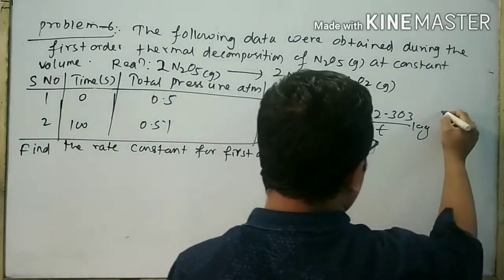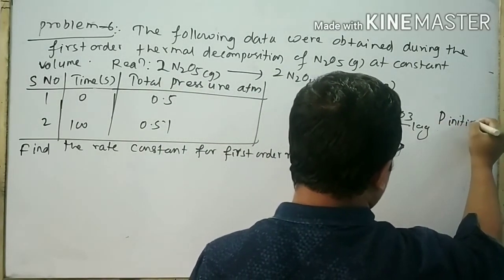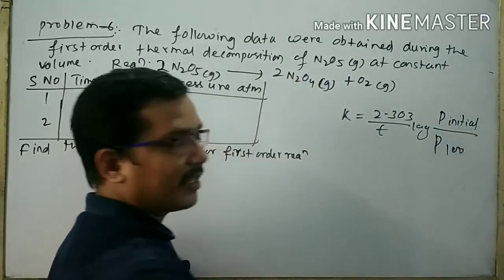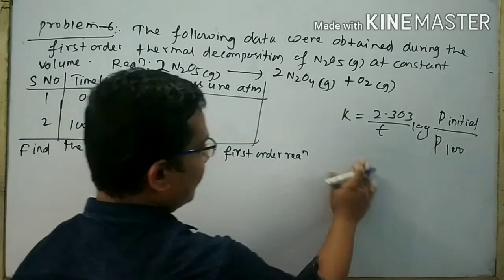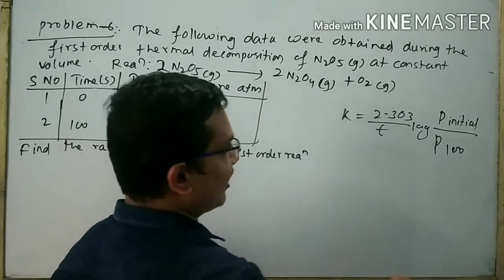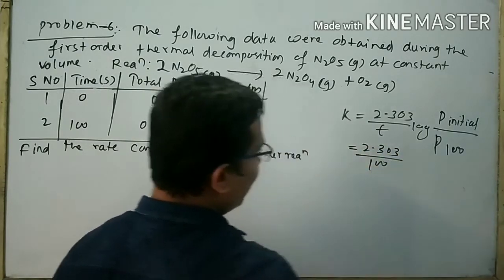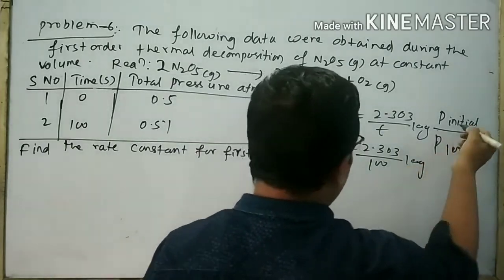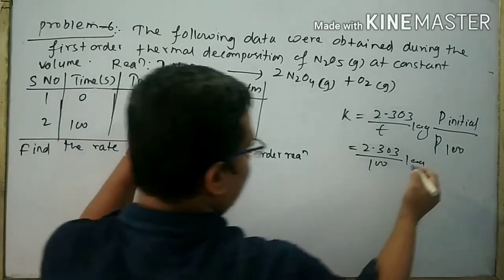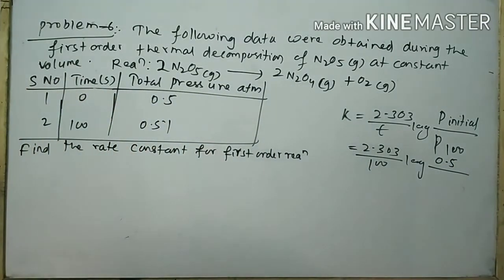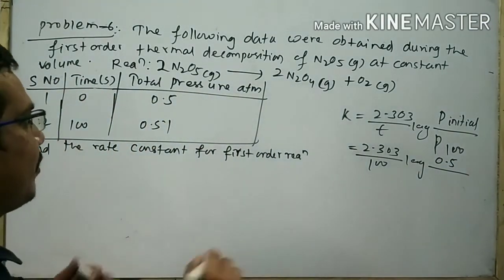So I can write P initial divided by P 100. P 100 means pressure at 100 second. Here T is given, that is your 100 seconds, so we can write 2.303 divided by 100 log of P initial means that is your 0.5, but remember P 100 is not given. Our aim to find out the P 100.